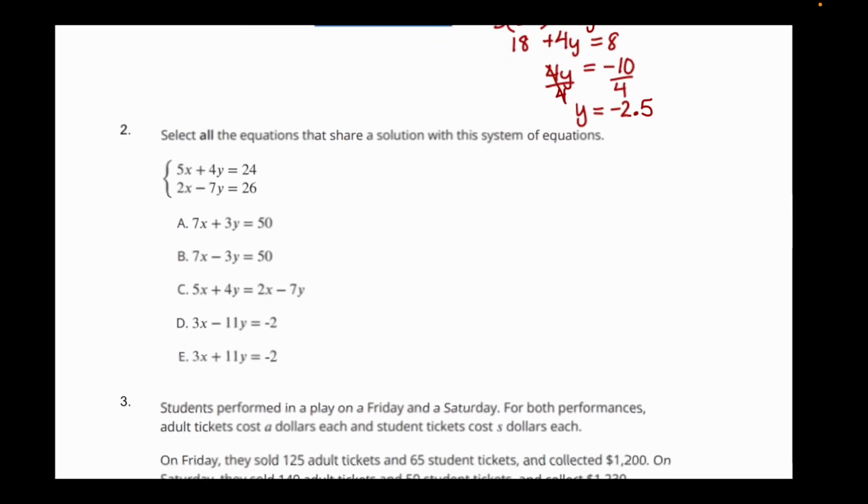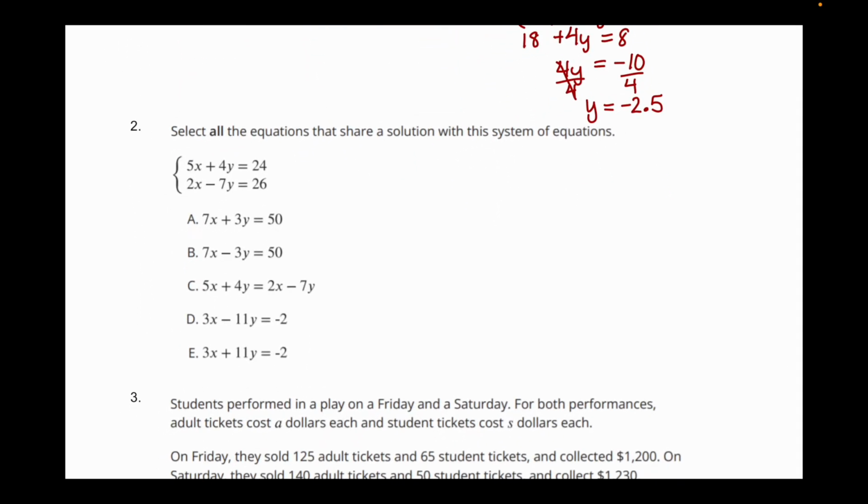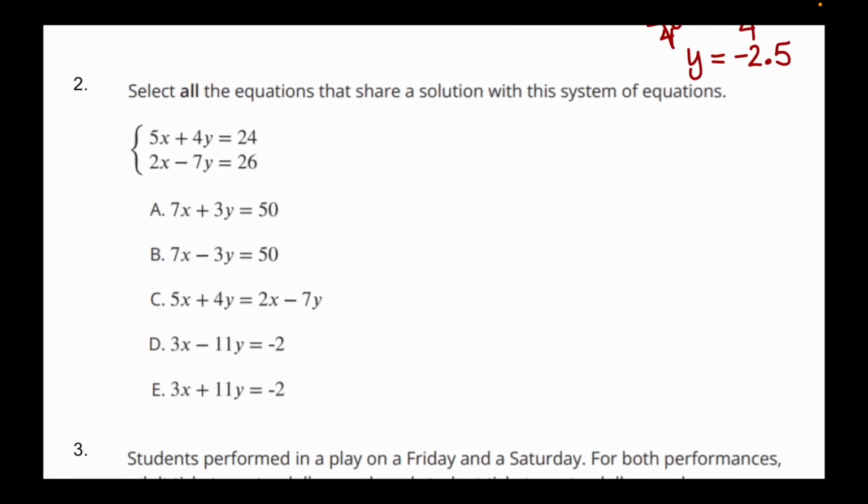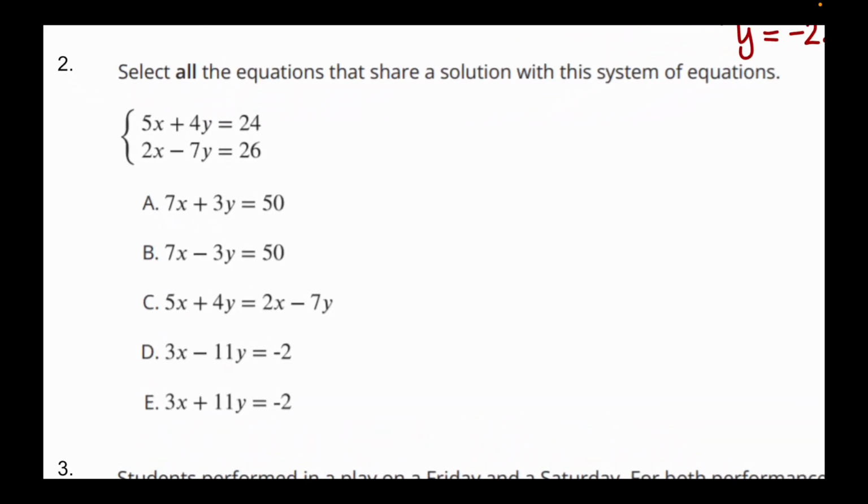For question 2, this one now just wants us to select all of the equations that share a solution. Now the nice thing is, in order to do that, I don't necessarily have to solve. I'm just selecting all of them that I know are equivalent equations. One of the ways we can make equivalent equations is by adding them together. We can also find equivalent equations by subtracting things. So let's try both of those methods.